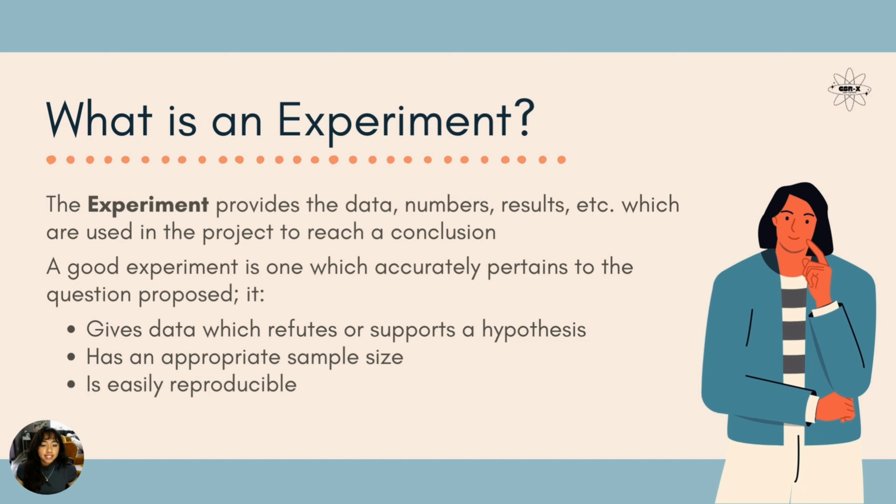The experiment provides the data, numbers, results, etc., which are used in the project to reach a conclusion. A good experiment is one that accurately pertains to the question proposed. It should give data that refutes or supports a hypothesis, or, if you watched the last episode, we talked about a null hypothesis. It has an appropriate sample size, so make sure that you're conducting your experiment the correct amount of times. And make sure it is also easily reproducible. We'll talk about being able to reproduce your experiment and the importance of that.